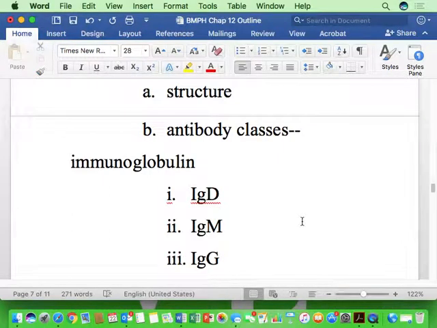IgG. These are the most abundant antibody in the plasma. In the plasma. Most abundant. They are the main antibodies in both the primary and secondary response.